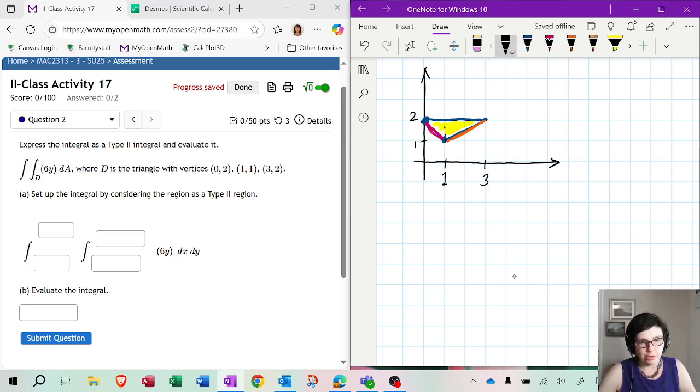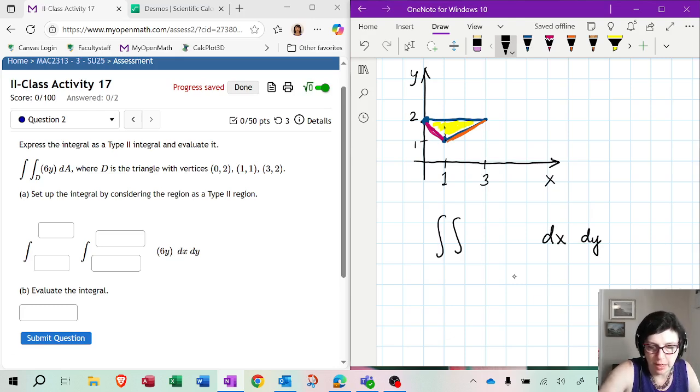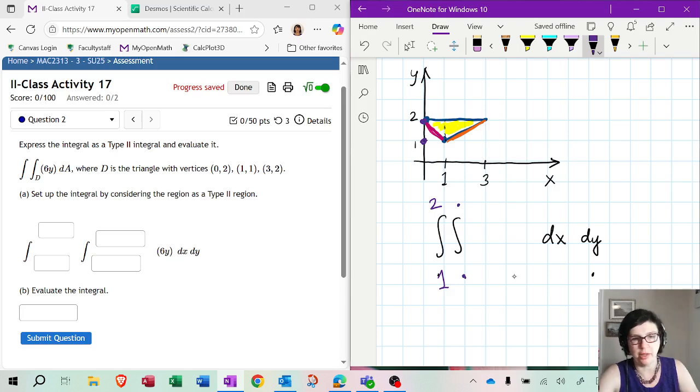But as a type 2 integral, where you're expressing it with dx inside and then dy outside, the y limits would be the extreme values of y, not x. So that's how y changes, and this would be 1 to 2. Then on the bottom you have the left curve, and on top the right curve. Going from left to right, the left curve would be the red line, and the right curve is going to be the orange.